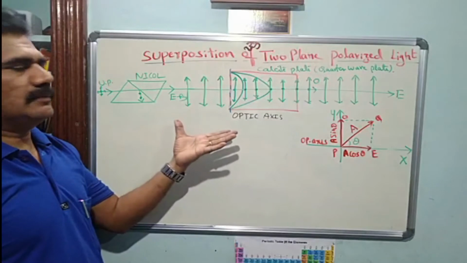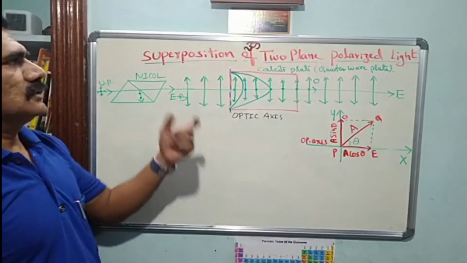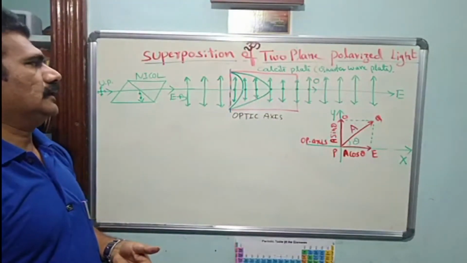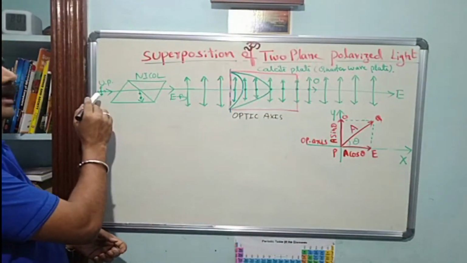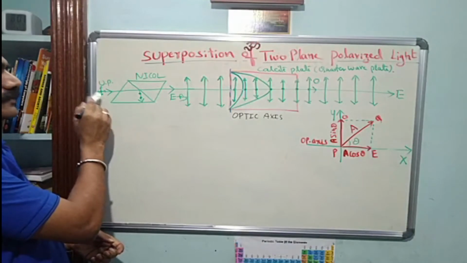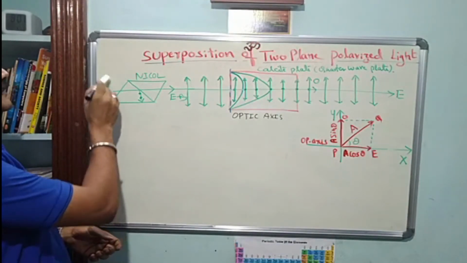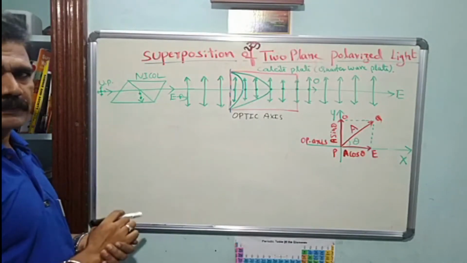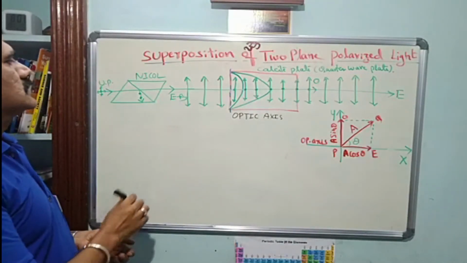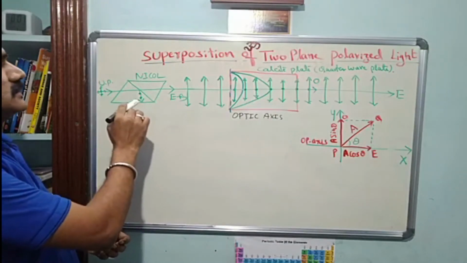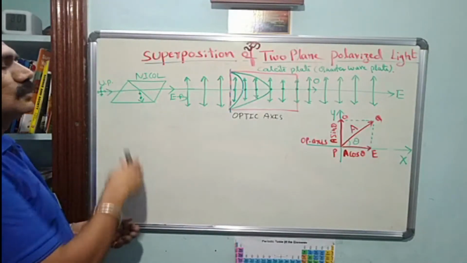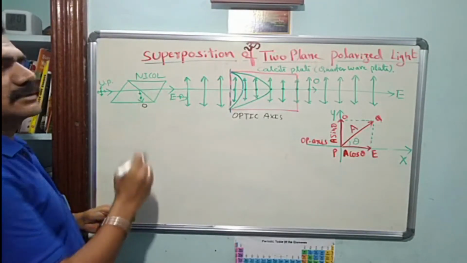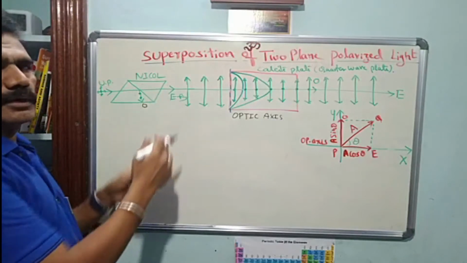Already we have discussed this in the previous videos. To get the two plane polarized light, what is the method experimentally? If you start with the unpolarized light emitted from the source, the light originally emitted from the source is always considered unpolarized. When it passes through a nickel prism, it is split up into two parts. That means we have two rays here. One is considered the ordinary ray, the other the extraordinary ray. Both are polarized light here.